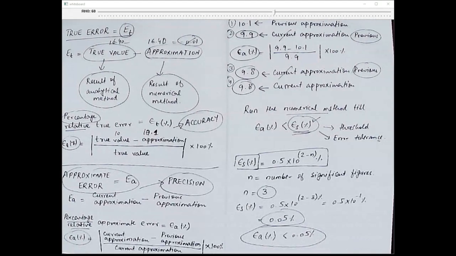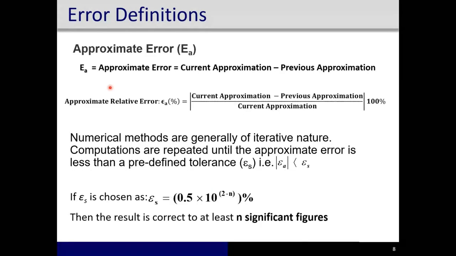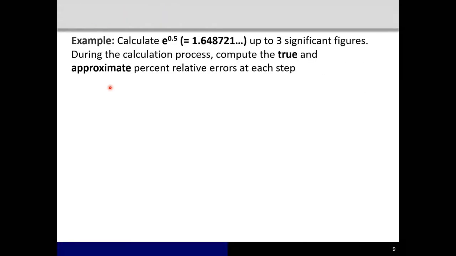So let us solve an example which discusses every aspect of what we have discussed so far. Here the example is basically all of what we have discussed. Now it wants us to compute e raised to power 0.5. This is called the exponential of 0.5. We know that e is 2.718, and we use a simple calculator to compute these.